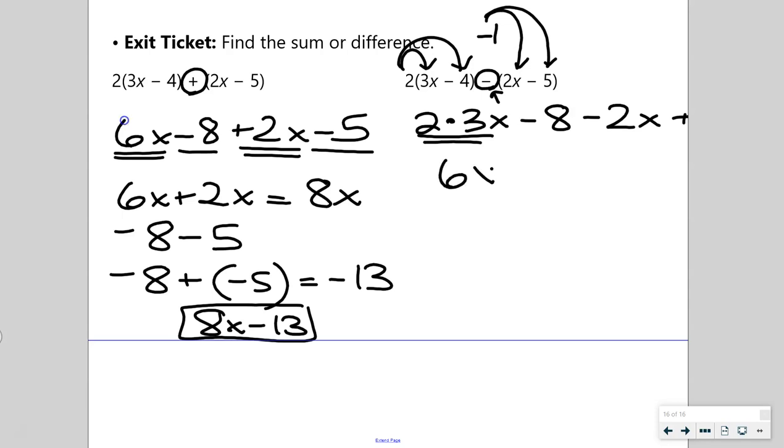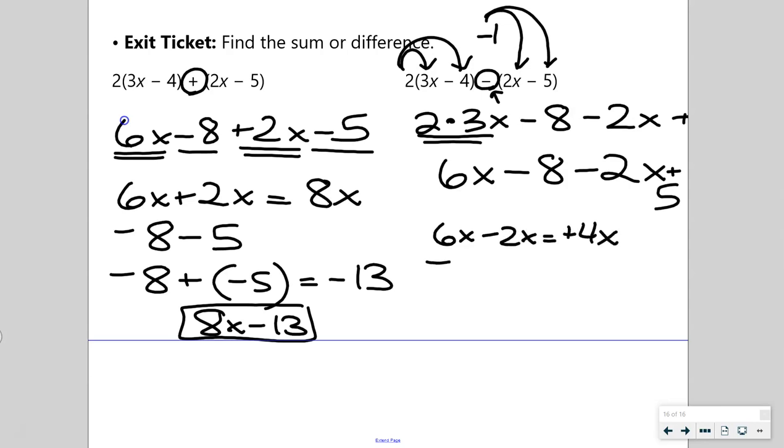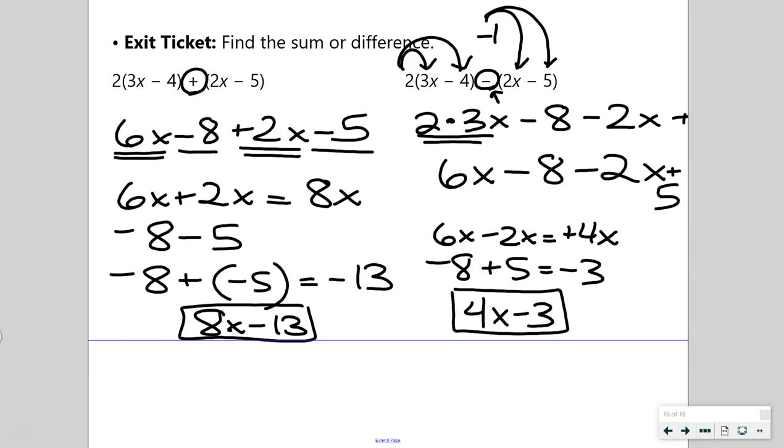We have 6x minus 8 minus 2x plus 5. And so when we add those together, we end up with 6x minus 2x equals positive 4x, and negative 8 plus 5, and we end up with negative 3. And so we have 4x minus 3. All right, so that's the conclusion of our notes, I believe.